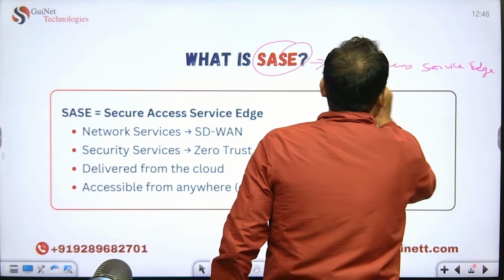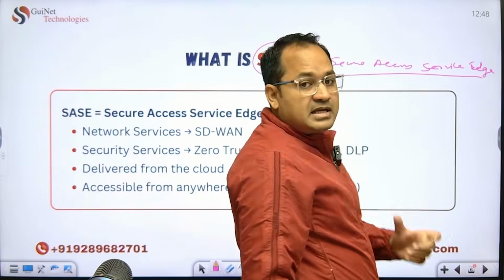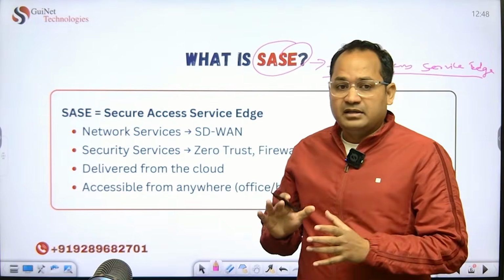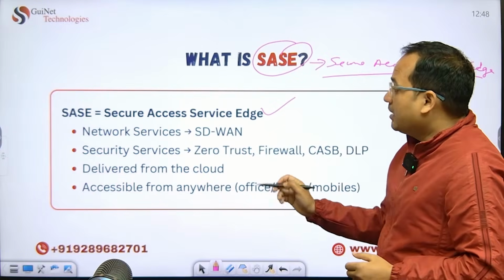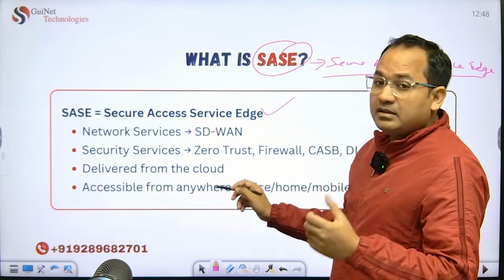This is known as Secure Access Service Edge. SASE is the framework that has been defined by Gartner. It means secure access services, as you can see written here. And after that, you are going to make multiple components.